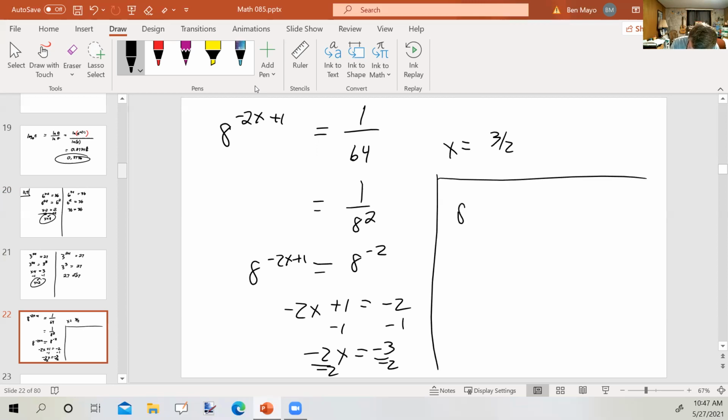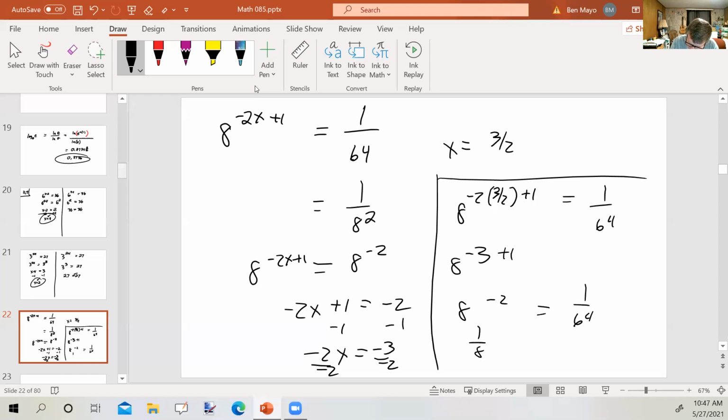Well, let's check our work. Let's see. 8 to the negative 2 times 3/2 power plus 1 equals 1 over 64. 8 to the, let's see, negative 2 times 3/2 would be what? Negative 3. So negative 3 plus 1 is negative 2. 8 to the negative 2 is 1 over 8 squared, which is 1 over 64 equals 1 over 64. So again, the solution checks.